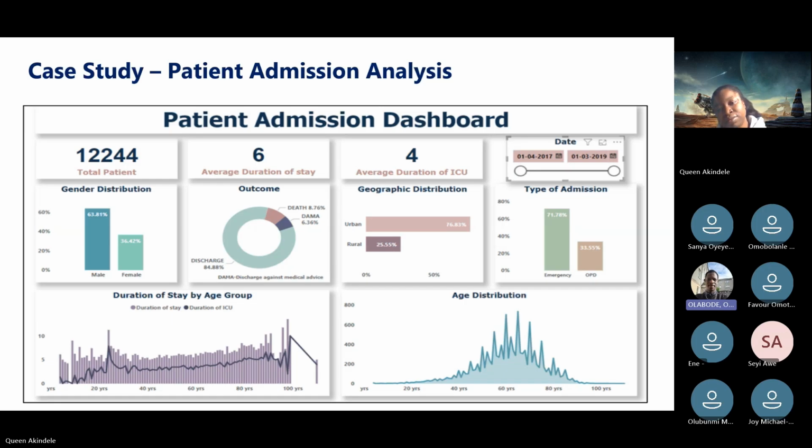So for me, the first thing I can see is that this dashboard is showing the total number of patients in the dataset, which is 12,244, right? Then I'm also seeing the gender, male versus female, with male higher than the female. I don't know the average duration of stay, but those are two things I quickly see from this.